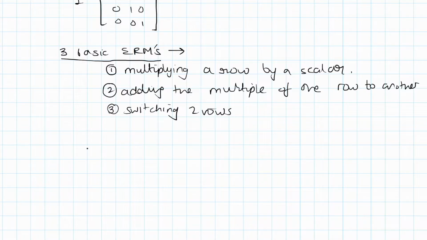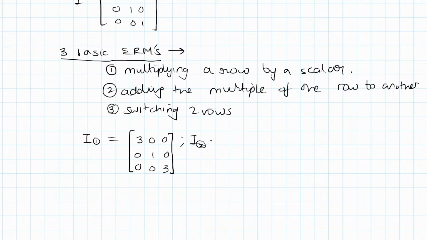So first, let me create the first matrix I1, multiplying any row by a scalar. Let me multiply it by a scalar, say 3. So let me multiply the first row by 3. So 3 0 0 0 1 0 0 0 1. This is the first elementary matrix.